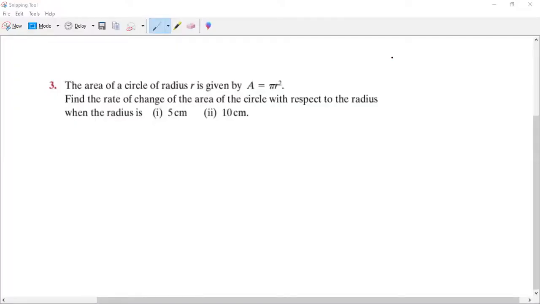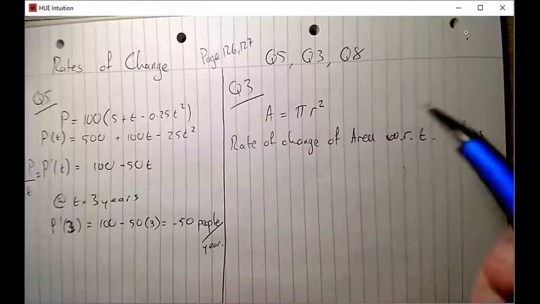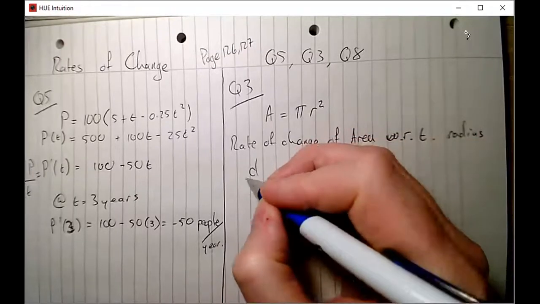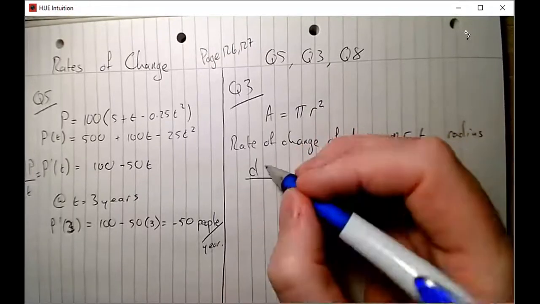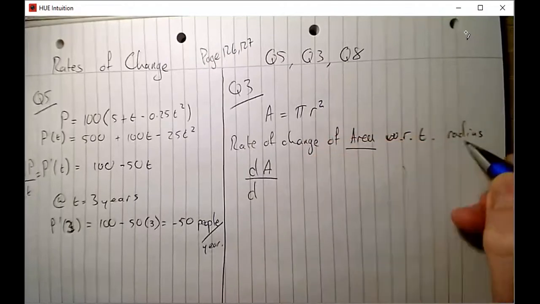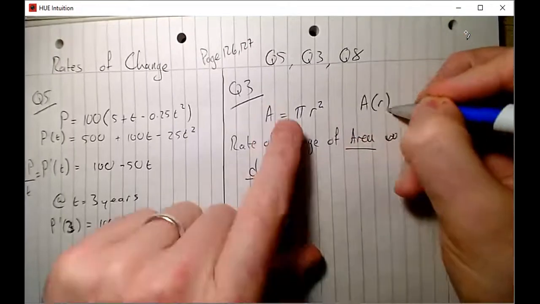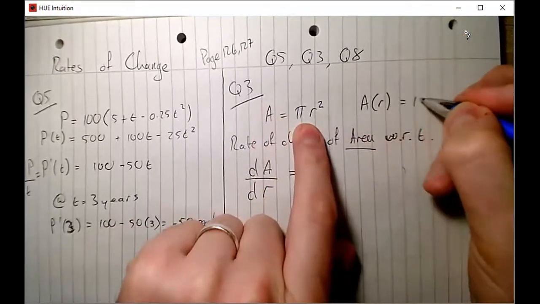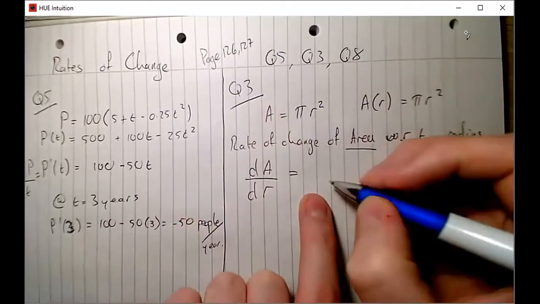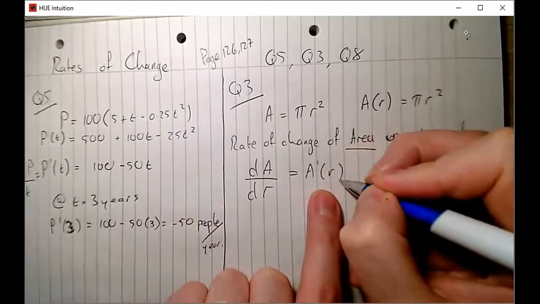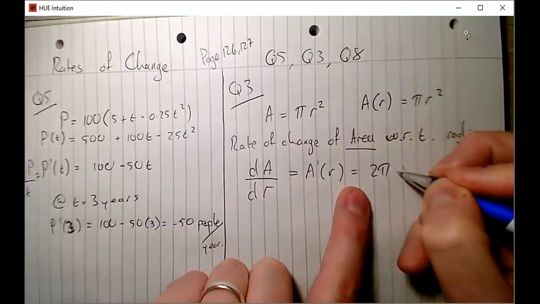Question 3 then says the area of a circle is given by pi r squared, which you know from junior cert. Find the rate of change of the area of the circle with respect to the radius at these 2 points, when the radius is 5 and 10. So the rate of change is d something. Okay, rate of change of area, dA, with respect to the radius, dr. So there's our area function written with r as the variable. So in terms of r, dA/dr, or A prime of r, same thing, will be 2 pi r.